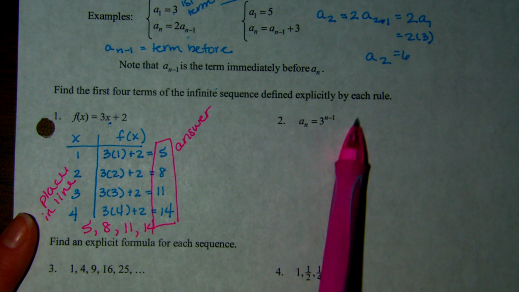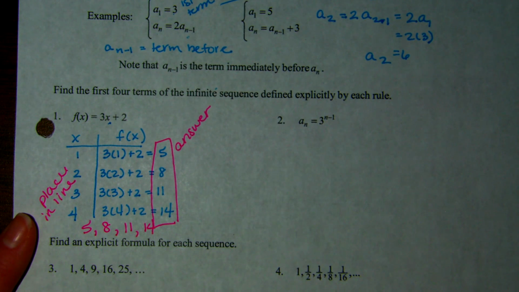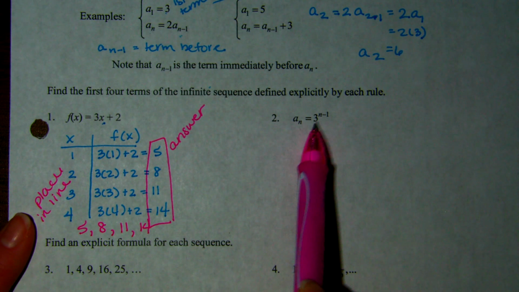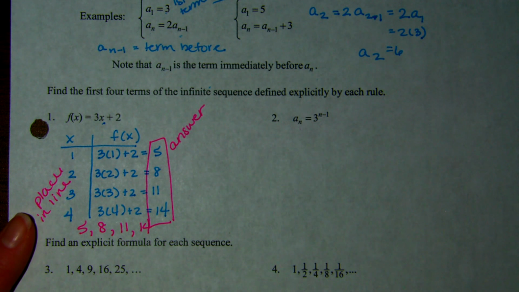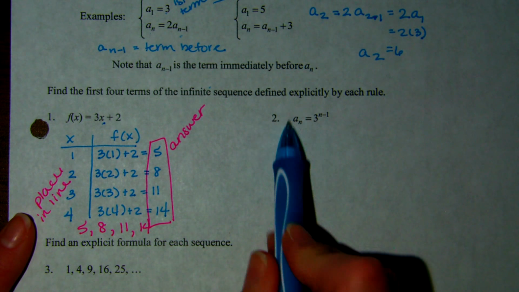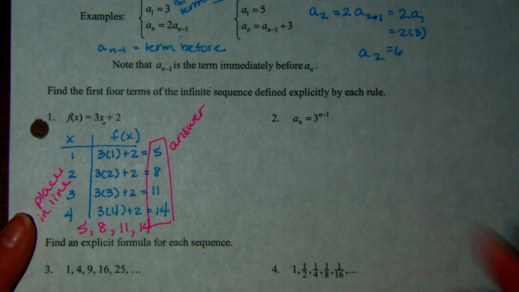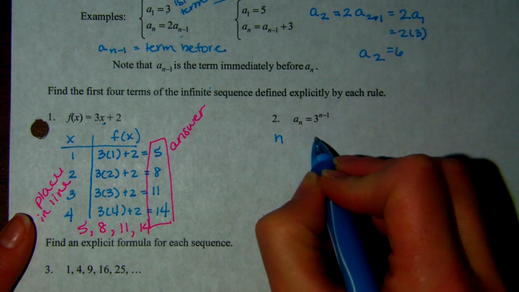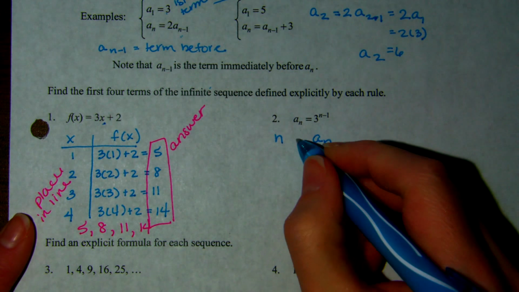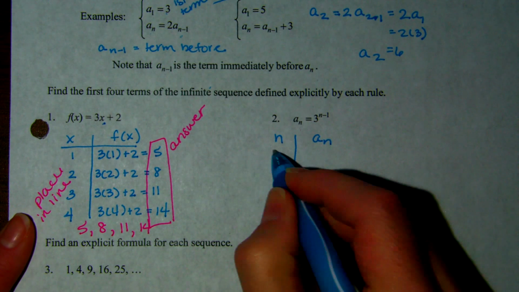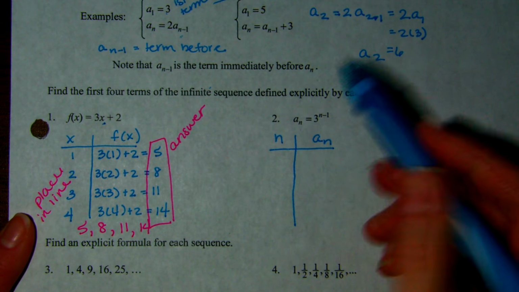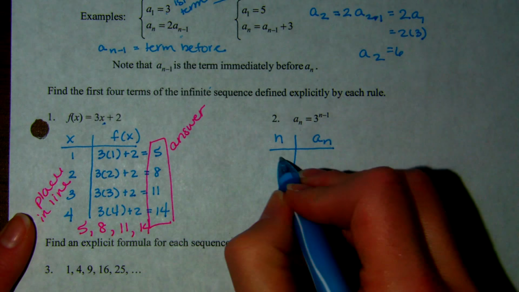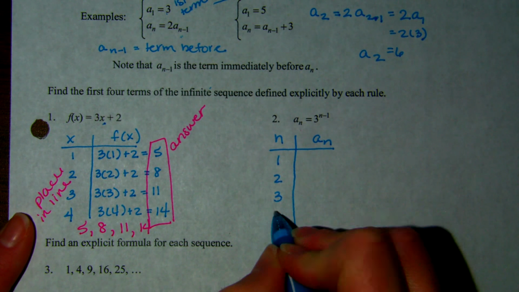terms. Number 2 uses the sequence notation. And so here we have a sub n is equal to 3 to the n minus 1. Again, a sub n is just your actual term, and n is your position in line. And so when we make our table for this, our table is n and then a sub n, because n is your input and a sub n is your output. Again, n is your position in line, and so that always starts with 1. It's just 1, 2, 3, 4.